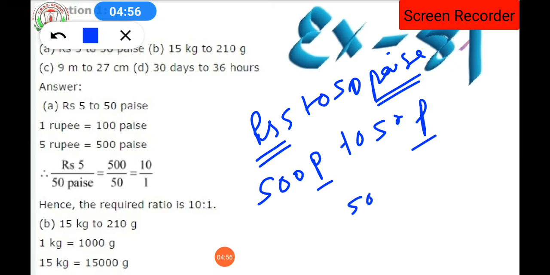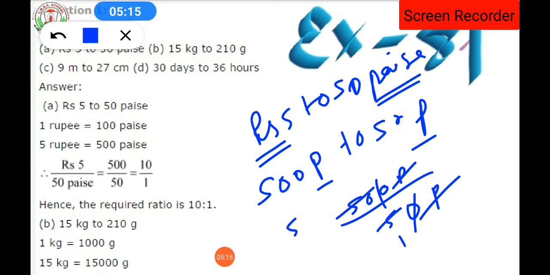Now we can see that both the quantities have the same unit, hence we can write the ratio in the form of A is to B, that is A upon B. So 500 paisa upon 50 paisa. As they have the same unit, it will get cancelled from the numerator and denominator. The 0, 0 from the numerator and denominator will get cancelled. 5 ones are 5 and 5 tens are 50.